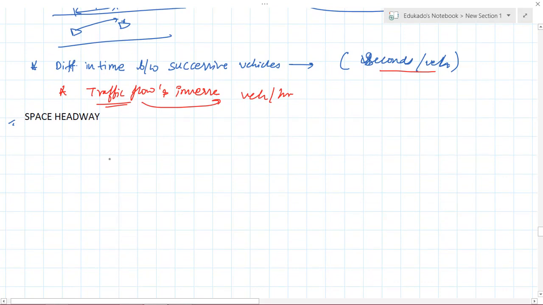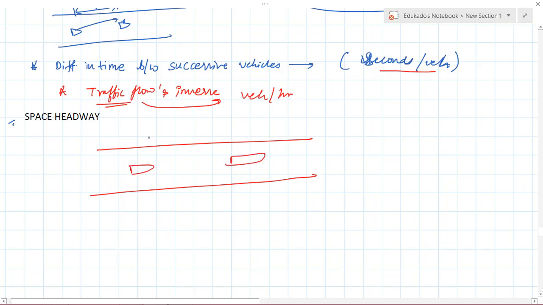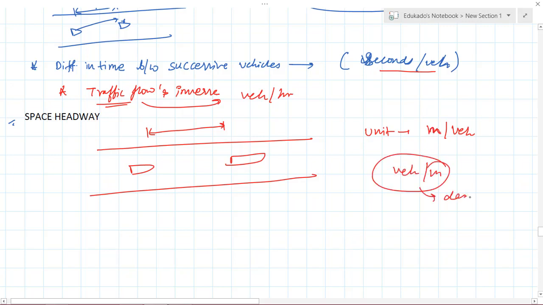Now let's jump to the space headway. This is much clearer and more logical: if there is a road and one vehicle is like this, or like this, the gap between them is the space headway. I can call the difference in space between successive vehicles the space headway. The unit here is meters per vehicle. The inverse of meters per vehicle is vehicles per meter, which is nothing but density. So the inverse of density is equal to the space headway.